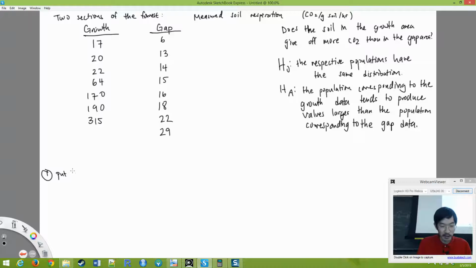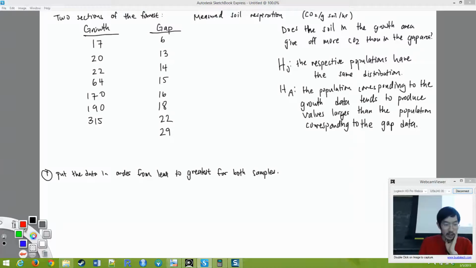Step one, important that I didn't think of, is just put the data in order from least to greatest for both samples. Once you do that, then we can do the test.